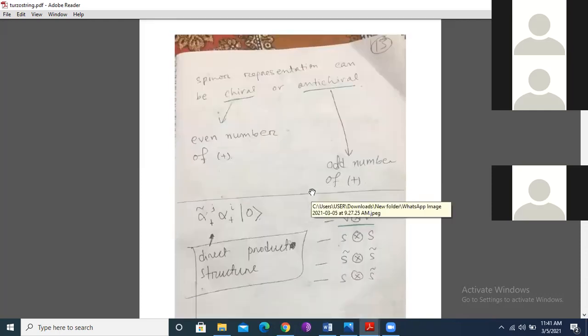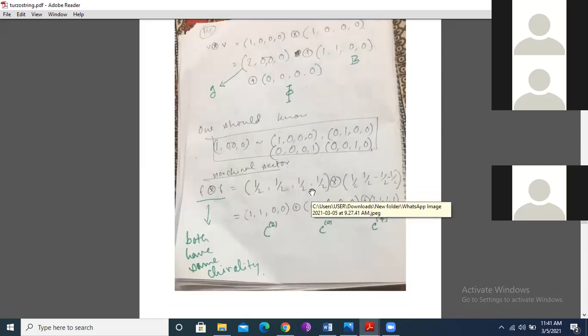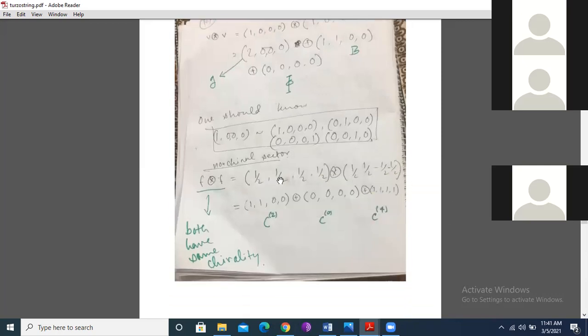For example, this is non-chiral because you see plus half, plus half, plus half, plus half. There are 4 plus halves and 0 minus halves, so it's a non-chiral representation. And the next one is also non-chiral, because it has even numbers of minus halves and even numbers of plus halves as well. But the point is that all the chiral representations are the same basically.